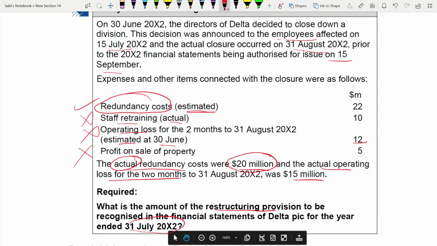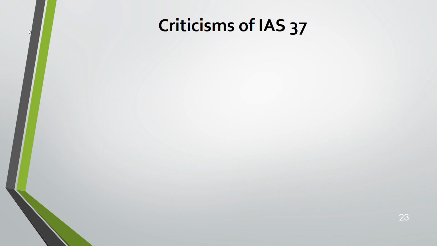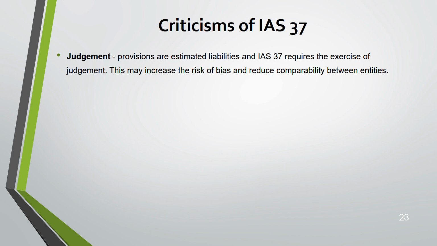Right? 20 million. Now we'll be moving on to the criticisms of IAS 37. The first criticism of IAS 37 is judgment. IAS 37 means judgments are required. Why? Because provisions are estimated liabilities. So because you are using a judgment here, it increases the risk of bias.